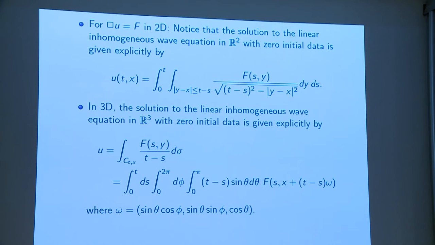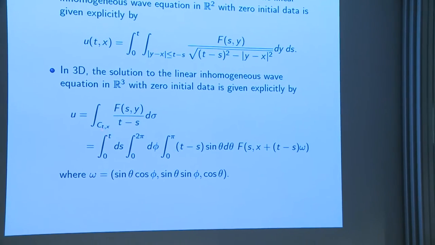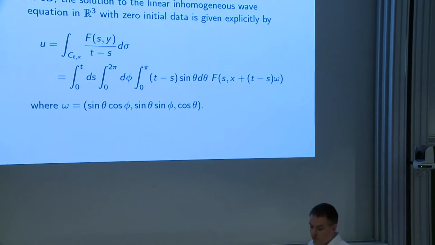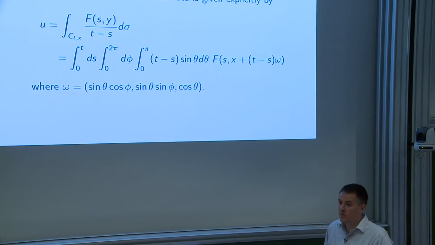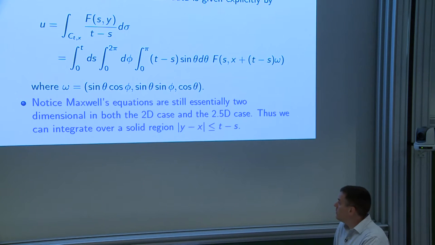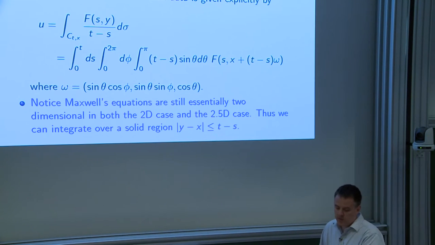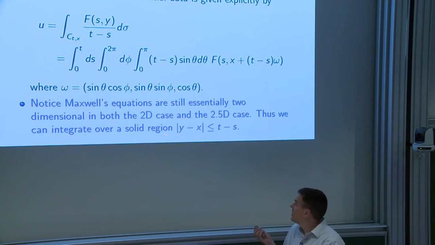precisely use the conservation laws, whereas in 3D, the similar solution to the wave equation with zero initial data, when you invert the box, is the integration over the boundary of the cone, so you're integrating over a lower dimensional region than what you get in most of the conservation laws, and that can cause problems when you try to control things. So that helps. So notice that Maxwell's equations are still essentially 2D, then you can integrate over a solid region. And then you can bound more things by the conservation laws, which makes the 2D case easier to solve.